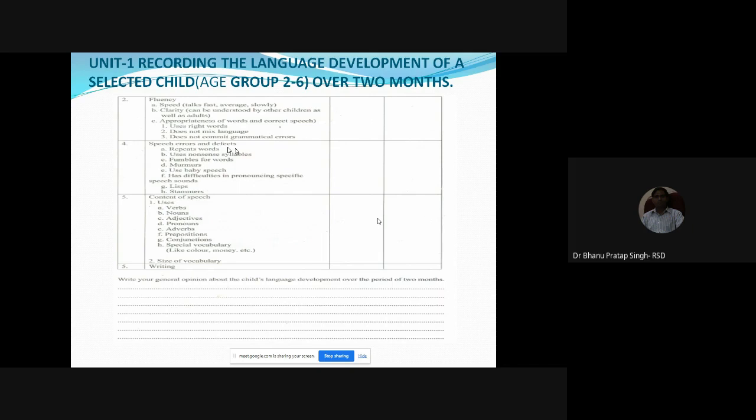Content of speech also has some components, means first is usage and second is size of vocabulary. Usage means whether the child is using proper verbs, proper nouns, proper adjectives, pronouns, adverbs, prepositions, conjunctions, specific vocabulary. If he or she is not able to use these particular things, then you may write your opinion and your comments.